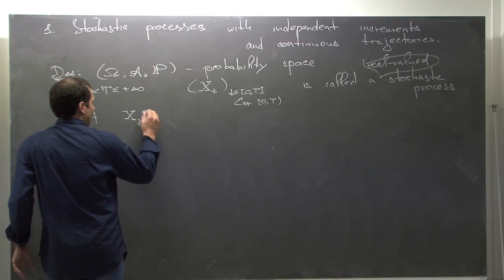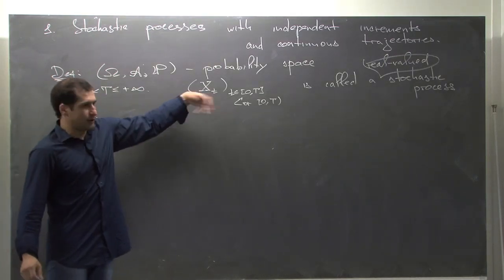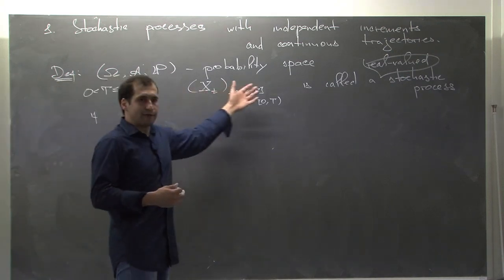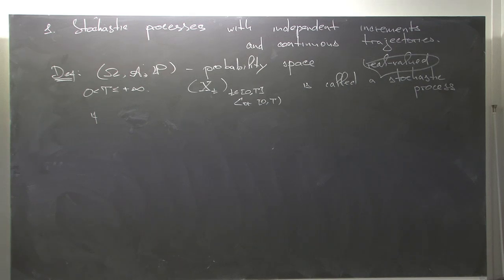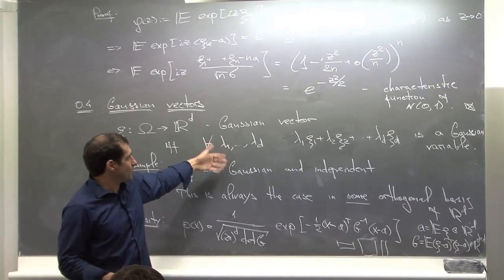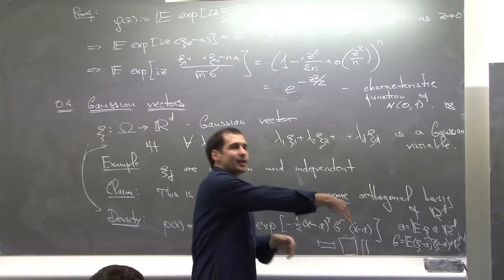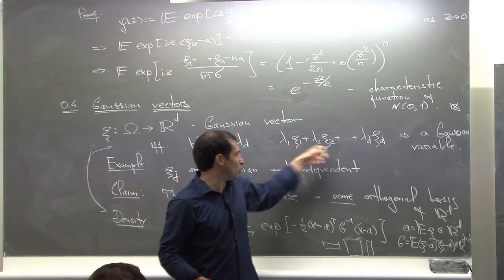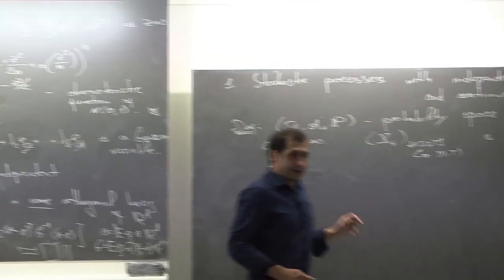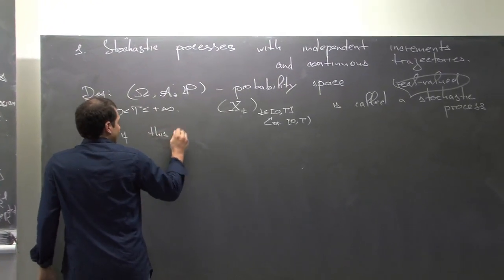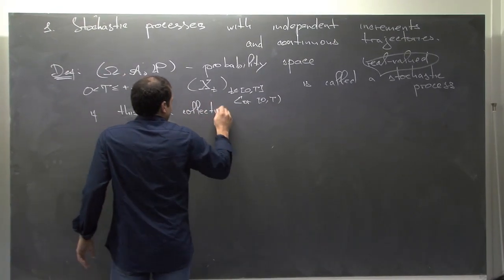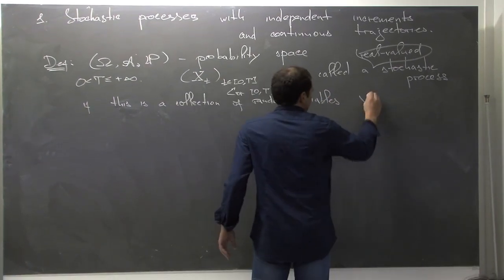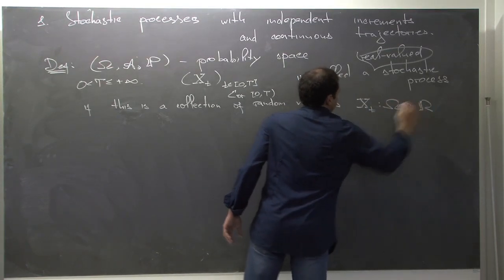For any given t, this is just a random variable. So this should be thought of as a collection of random variables. For instance, Gaussian vectors, which we had here, can be thought of as processes with only a very discrete set of times, with only d times available, which are now labeled by 1, 2, etc. So this is a collection of random variables. Each X_t is a mapping from omega to R.